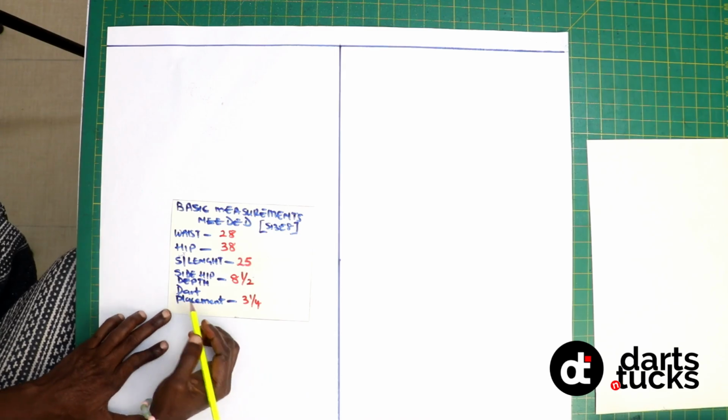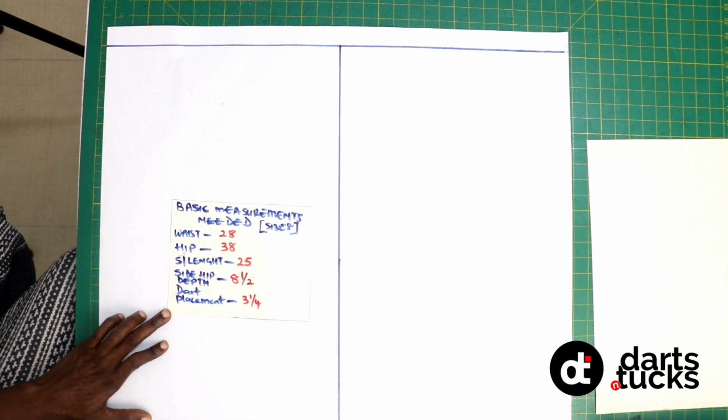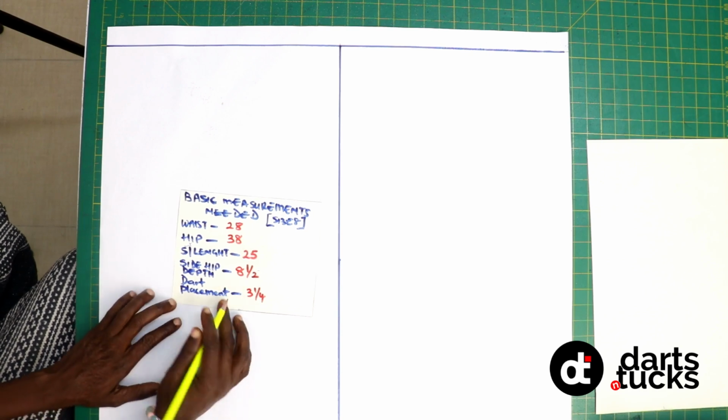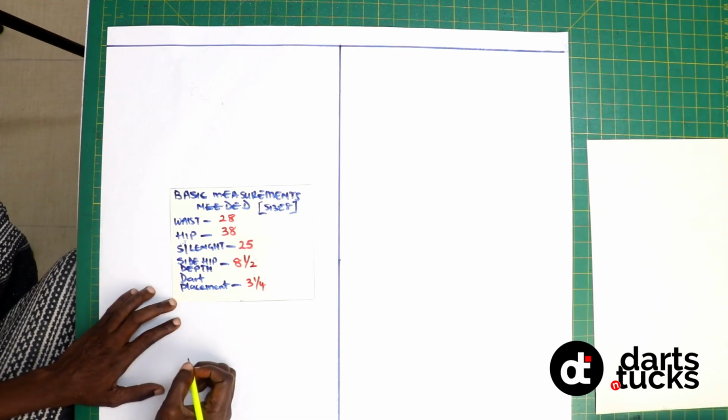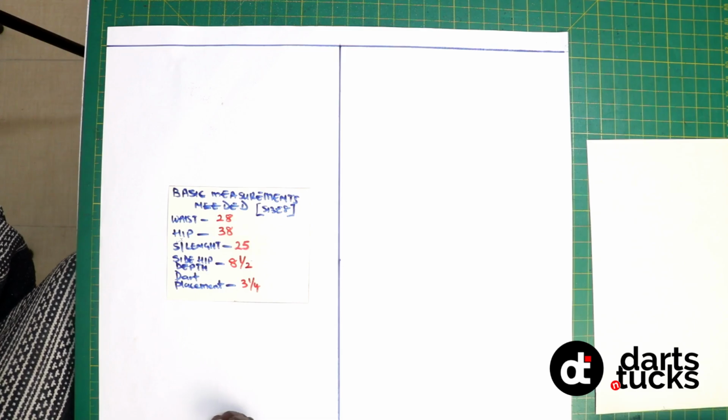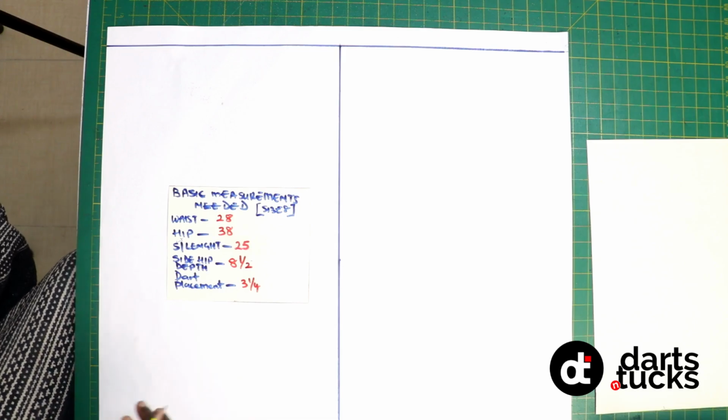But you take from the side waist down to the level of your hip. That is your side hip depth. Then we have dart placement. Dart placement means where you're going to place your dart, because you can't just place your dart anywhere on your skirt. And your skirt, to have good fit, must have dart.